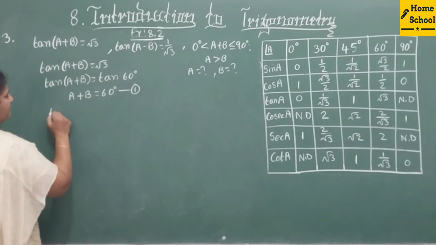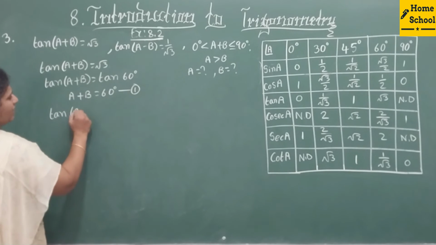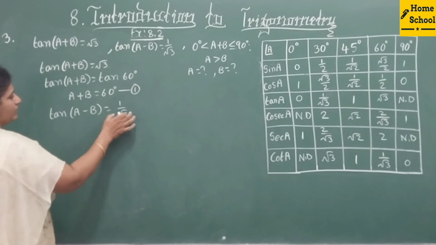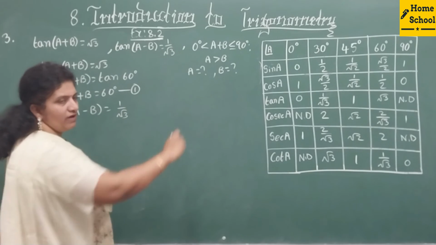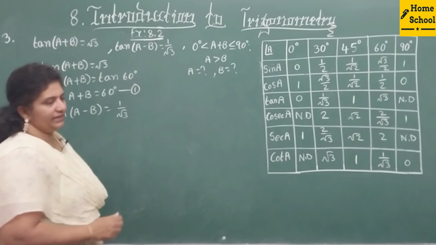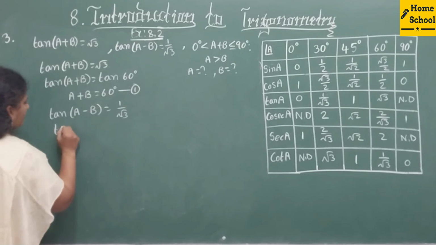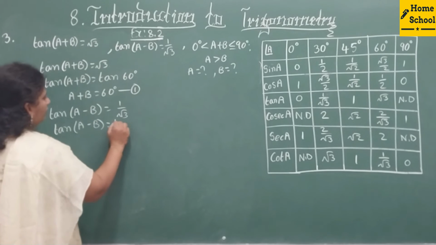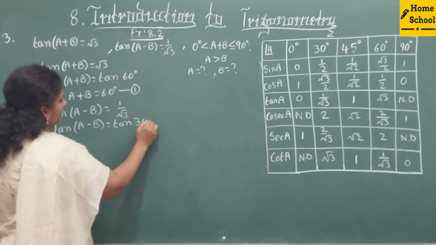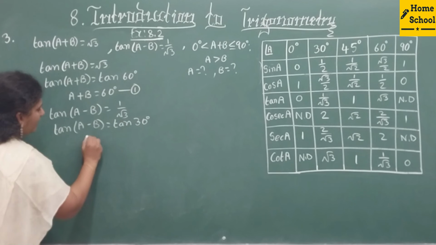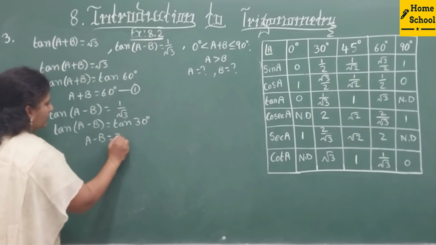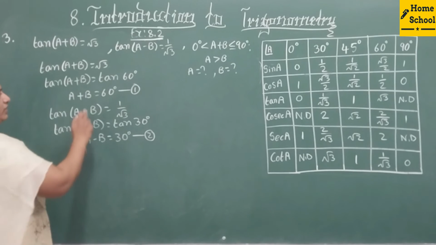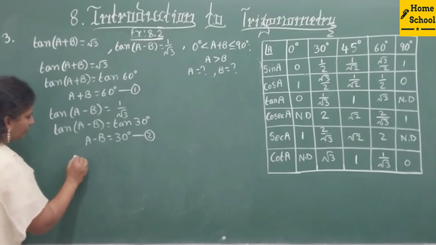Similarly, take that one. Tan of A minus B is equal to 1 by root 3. In tan line, where do you get 1 by root 3? Tan 30 degree. Same, you take tan of A minus B is equal to tan 30 degree. Now equate only the angles. A minus B is equal to 30 degree. Mark this equation 2.